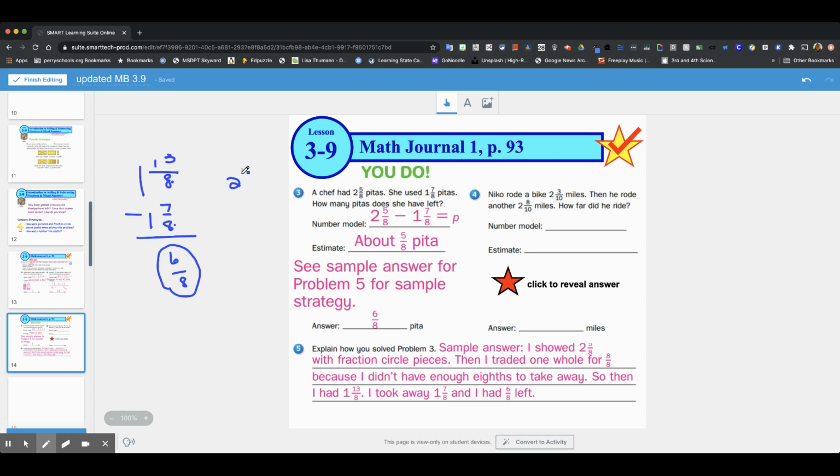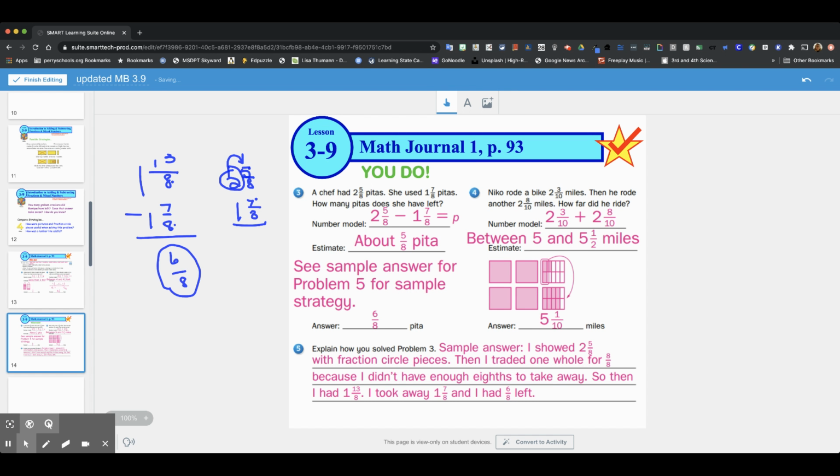Because when you do 2 and 5/8 minus 1 and 7/8, you cannot take 5 minus 7. So they had to trade or borrow from this to make that 5 larger. And that's where they got that 13.